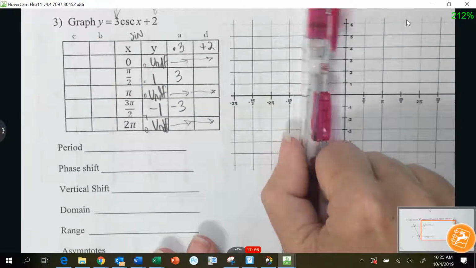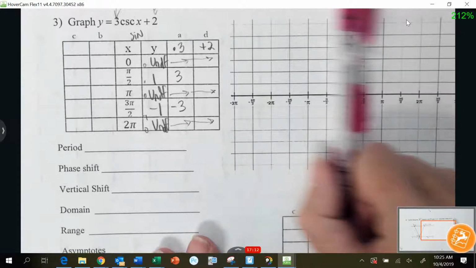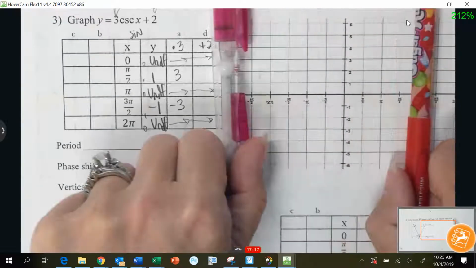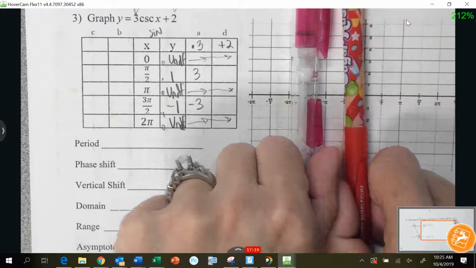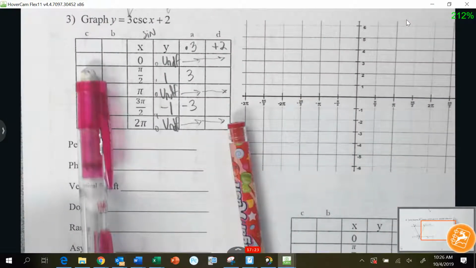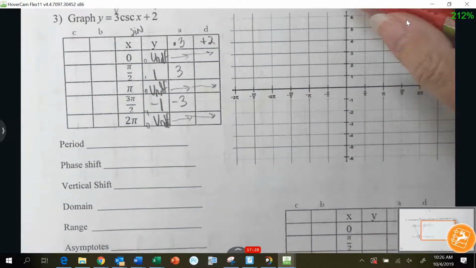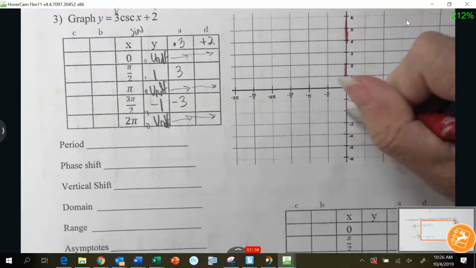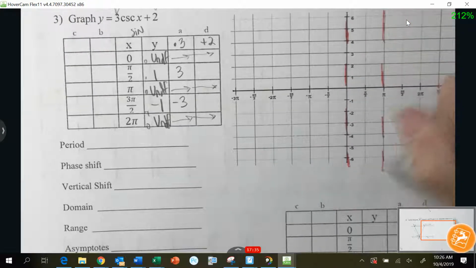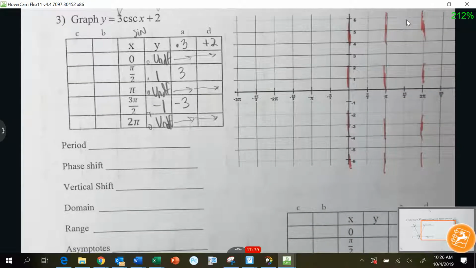What would get my asymptote to change? Horizontal stretch or shrink will take asymptotes and move them apart or move them closer together, and a translation will move them left or right. So it's the x side that affects the asymptotes. All right, so we have our asymptotes at 0, pi, 2 pi, and then pattern.